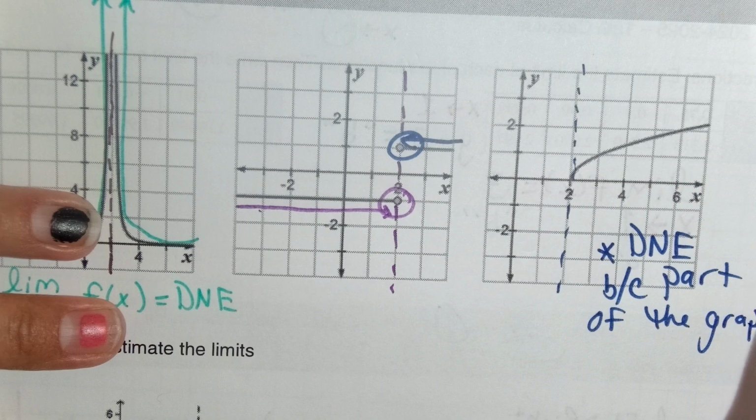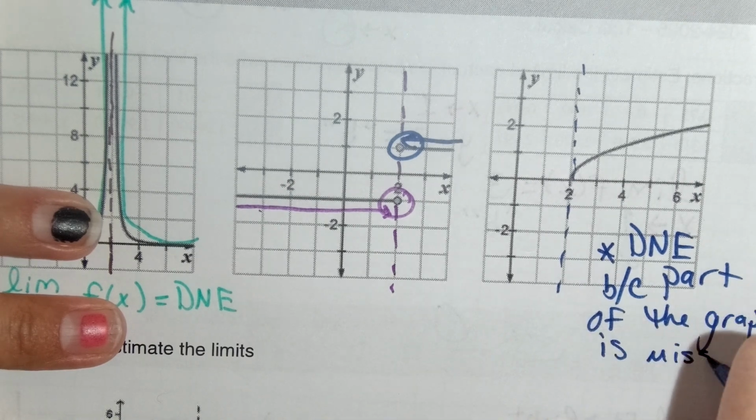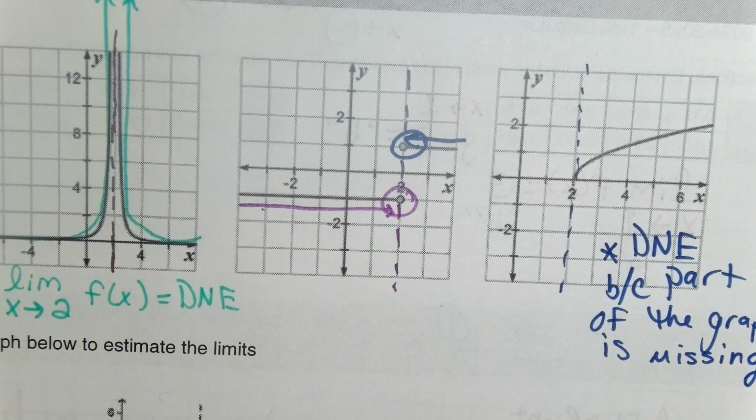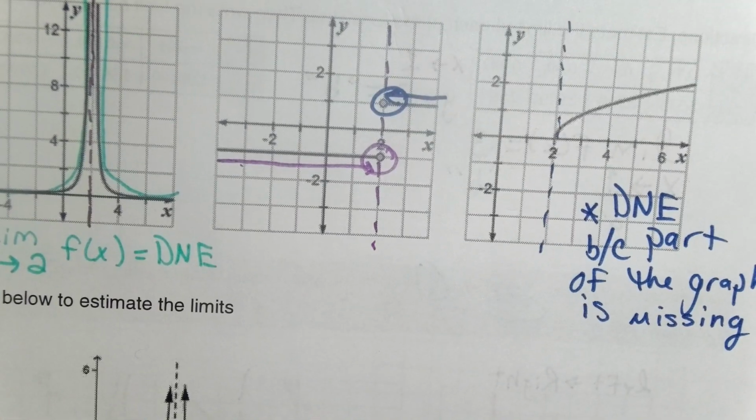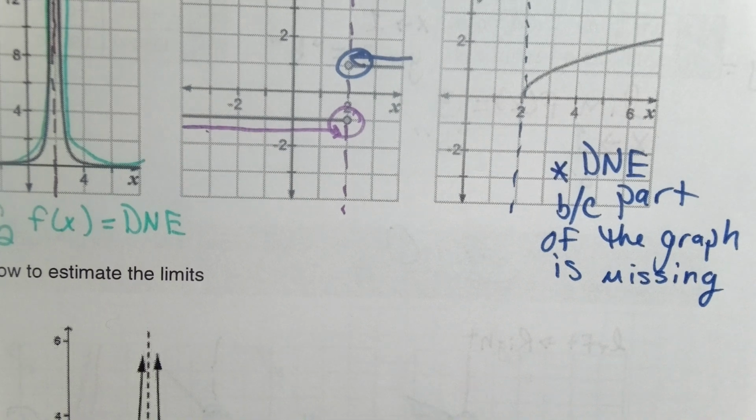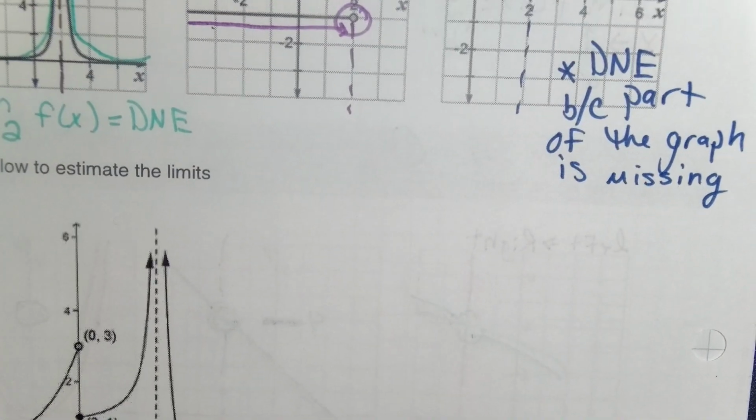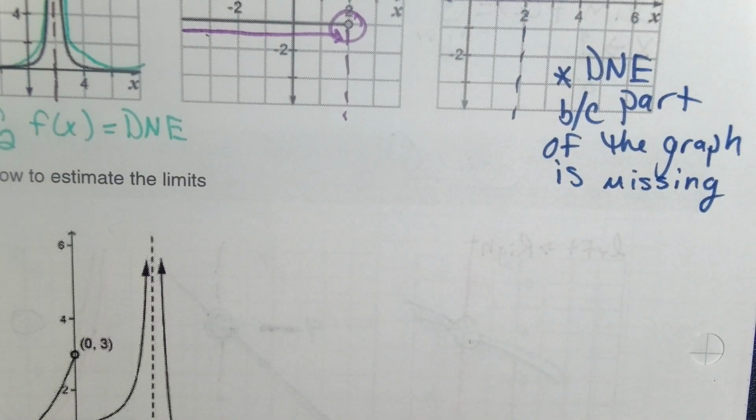Can you see that? Okay. This does not exist because one part of the graph does not exist. It's not there. It's missing. Is that good? I see some of you like looking up. We'll do the second sheet tomorrow. Questions?